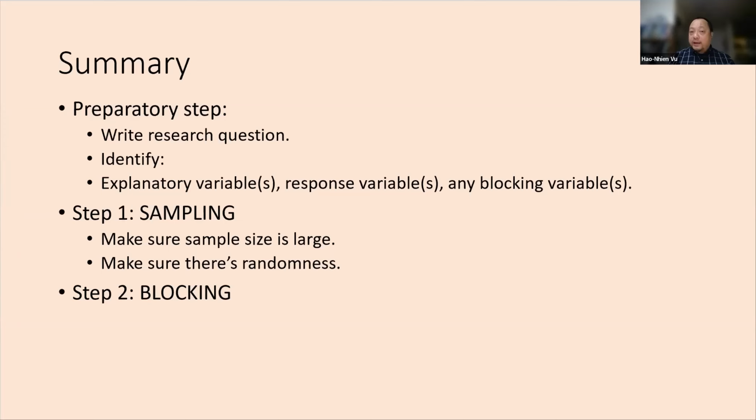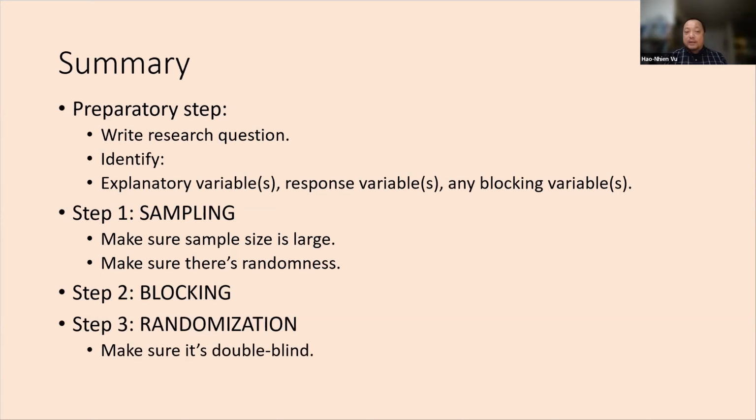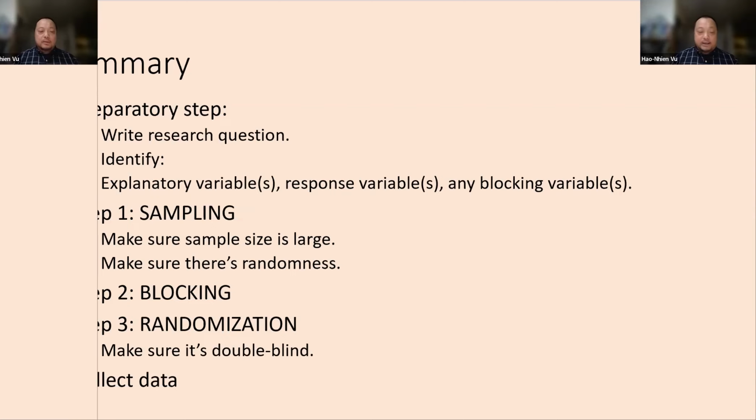Step 2 is blocking. Because you already identified what the blocking variables are, now all you need to do is separate your sample out to different blocks based on the different values of the different blocking variables. Step 3, randomization. Within each block, you randomize into experimental groups and a control group. Make sure it's double blind. And at that point, you're basically done with experiment design. You just need to start collecting data. So you need to say 1 or 2 sentences about collecting the data.